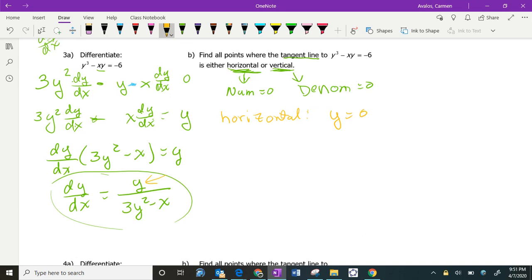Now I have to go back into my original equation, because that's the one we're talking about, and we get 0 cubed minus x times 0 is equal to negative 6. Well, it turns out that 0 is equal to negative 6. That is not true. So that means we only have a y of 0 but no x, so there is no point there, because a point has to have an x and a y. Therefore, there are no horizontal lines.